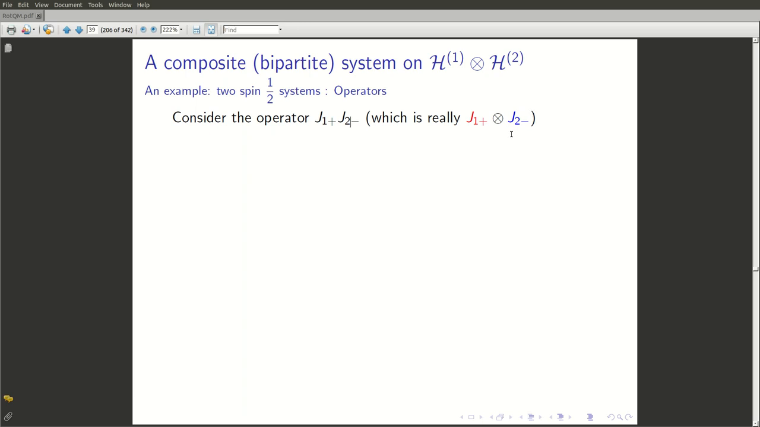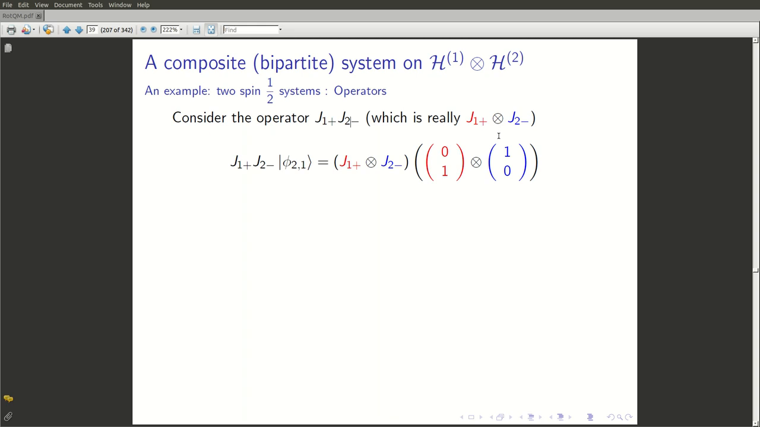So J2 minus acts on its own space, J1 plus acts on its own space. So this notation J1 plus J2 minus, which looks like an ordinary product, really stands for the direct product. Usually these things are obvious from the context, so you don't really have to worry too much about this notation. Very often we will drop the direct product symbol simply because it makes writing easier. But you have to remember, when you have operators working on different spaces, then you cannot really have a product of such operators. All you can have is a direct product.